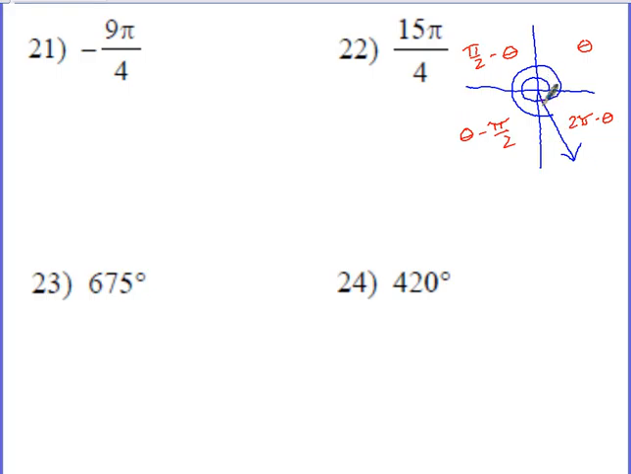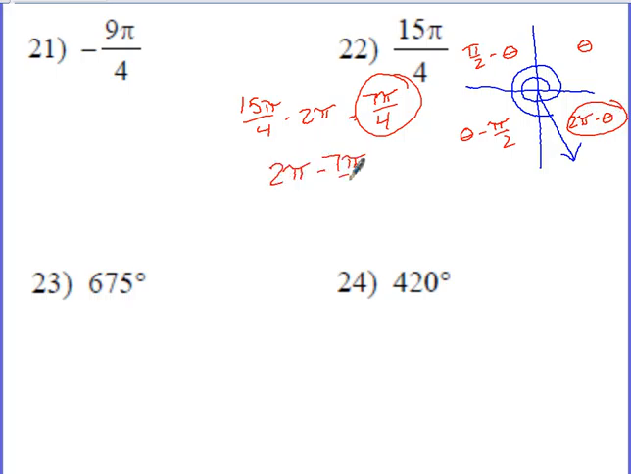This angle is in quadrant 4, so this is my rule, 2 pi minus theta, but the angle is more than a full circle, so before I can do anything else, I need to subtract a full circle. So 15 pi over 4 minus 2 pi would give me 7 pi over 4. Okay, 7 pi over 4 is less than a circle, so I can use this number, and it's 2 pi minus theta, so 2 pi minus 7 pi over 4 gives me pi over 4. So my reference angle is pi over 4.